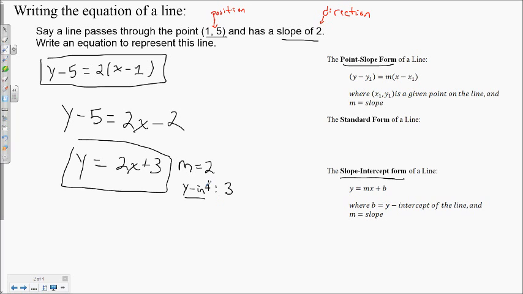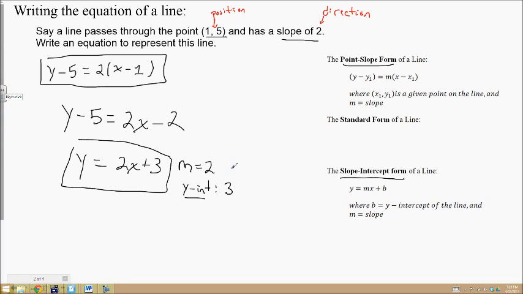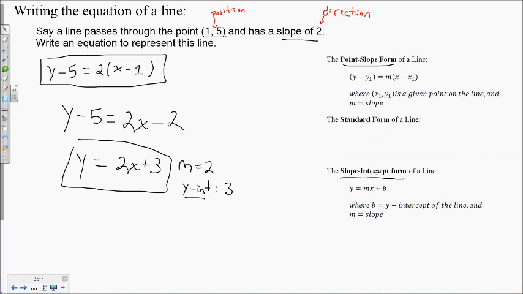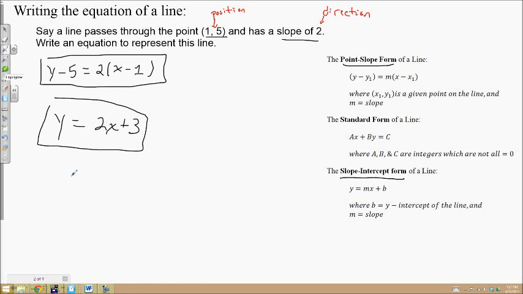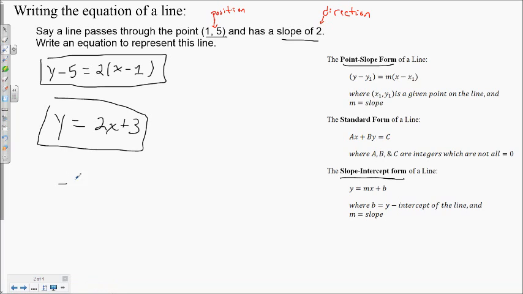The last form of a line, which is called the standard form, is written in the following way. The standard form of a line is this: ax plus by equals c, where these a, b, and c are integer values that are not all equal to 0. So if I wanted to write this in standard form, what I would need to do is bring my value for x over, and I would get negative 2x plus y equals 3.